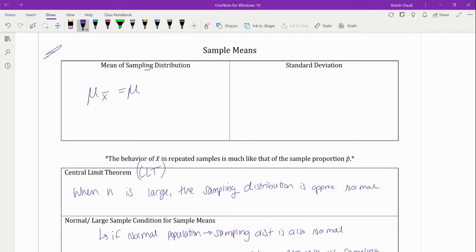To find the standard deviation, we're looking really for sigma of x bar. We are taking a bunch of x bars, we've got them on our graph. We're looking for the standard deviation of all of our means. And what you can do here is you take the true population standard deviation and you divide by the square root of n. However, you do still need to check the 10% condition.